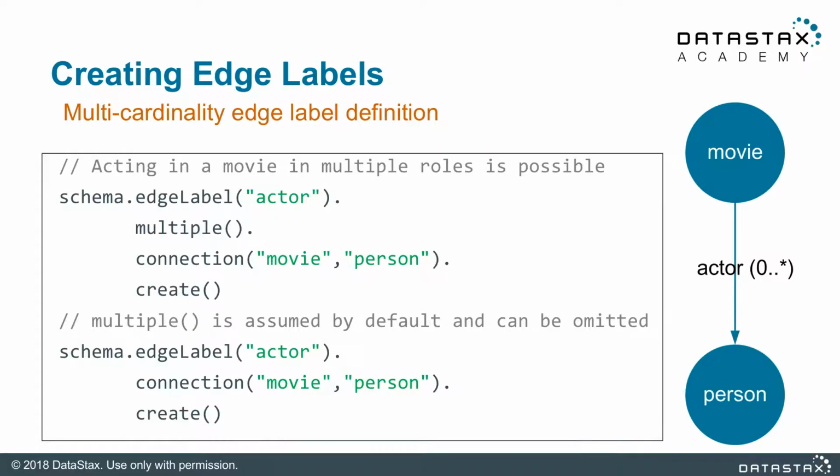Let's take a look at multi-cardinality edge label definitions. In this example, we have a movie vertex label and a person vertex label. While person can be anyone, we're relating movies and person by the roles that they play in a respective movie. Because it's possible that a single person played many roles in a movie, we define this as a multi-cardinality edge label. Now, multi-cardinality is assumed by default, so it can be omitted from the edge label definition, as you can see in the bottom example.